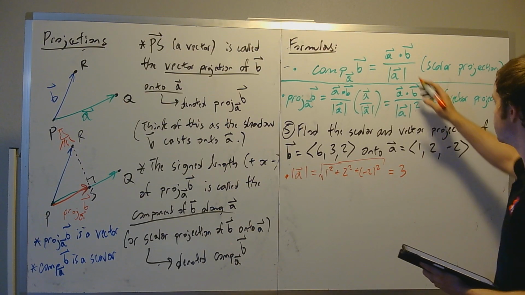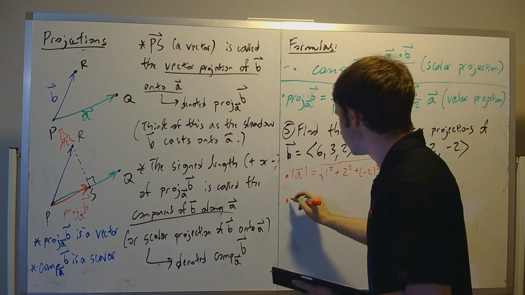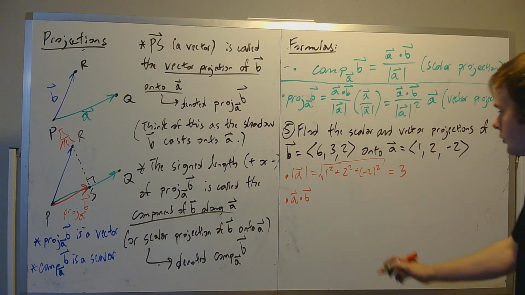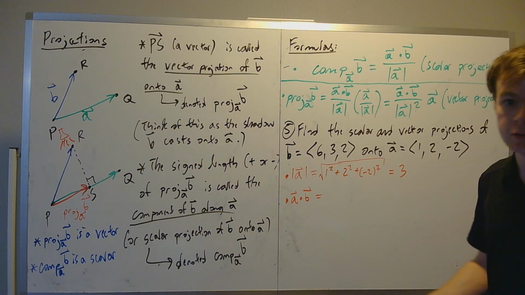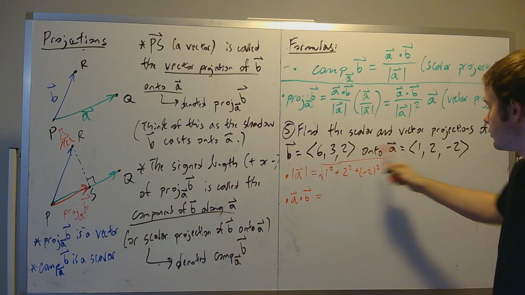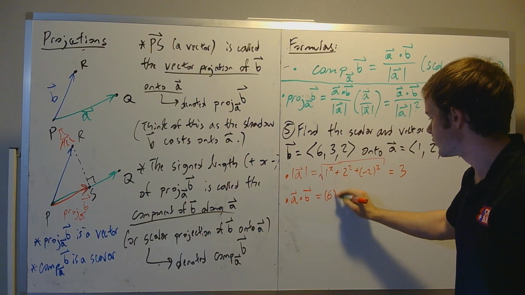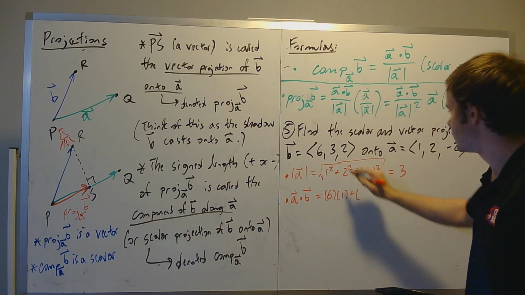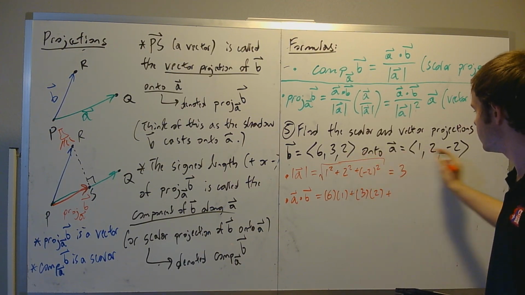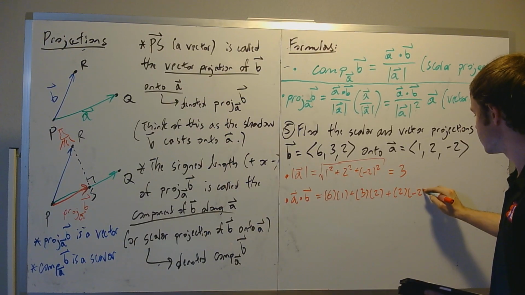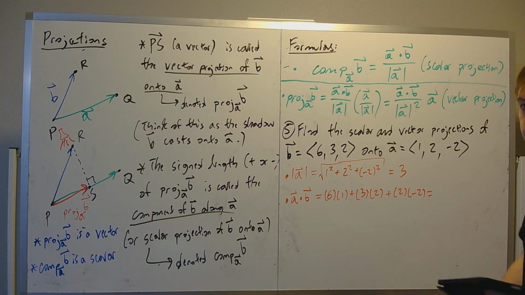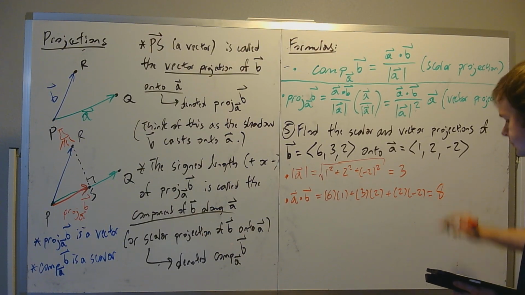Okay. And then the next thing we need to figure out for the formulas is A dot B. Remember, we need to just use our formula we had for that. And remember, it didn't matter whether we chose B to be the first vector or A to be the first vector. So I'll do 6 times 1 plus 3 times 2 plus 2 times negative 2. And if we multiply all these numbers together, we get 6 plus 6 minus 4. So that's going to be 8.